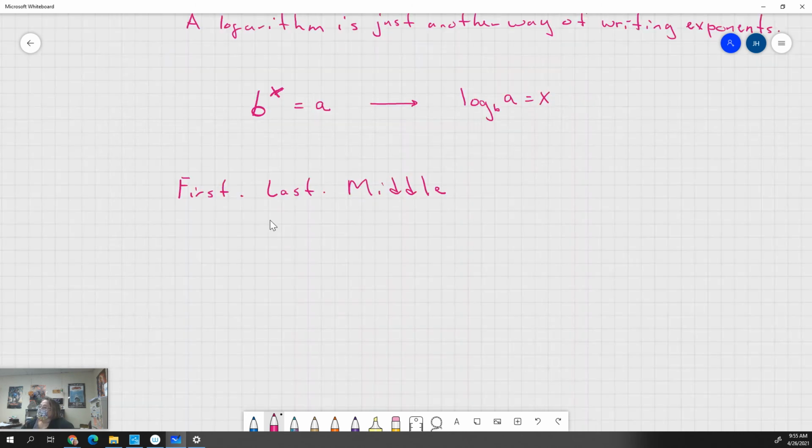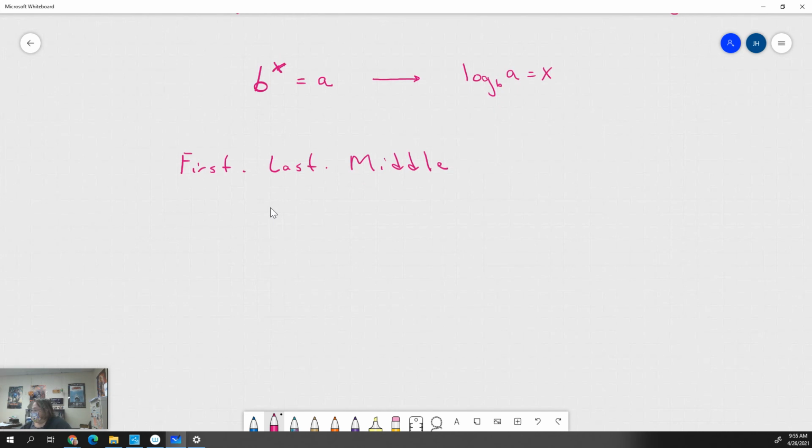So if I have b to the x equals a, and I want to write that in logarithmic form, I go log, first is my base, last, equals middle, right? This is my first piece, this is my last piece, this is my middle piece. I go first, last, then middle.